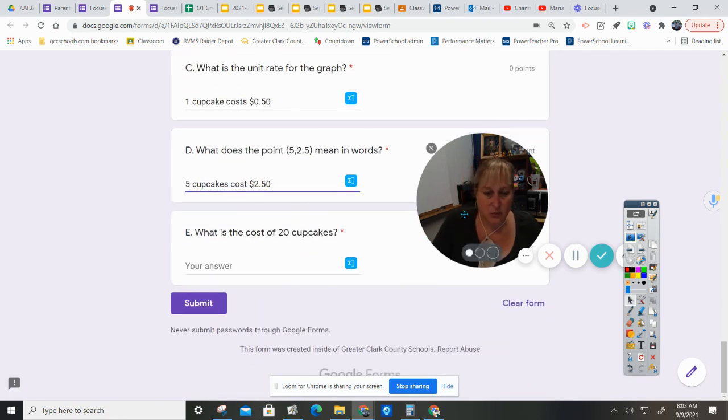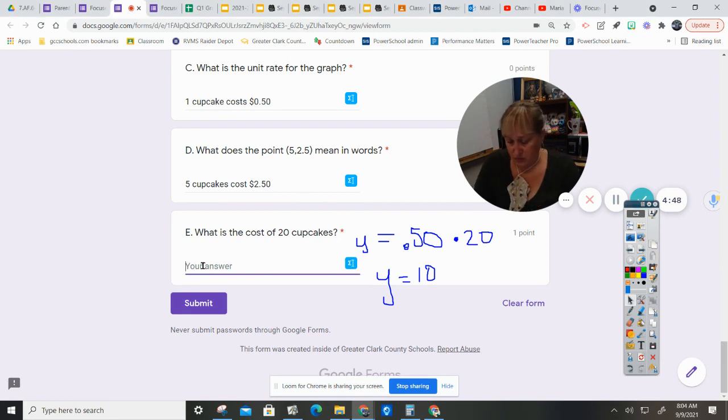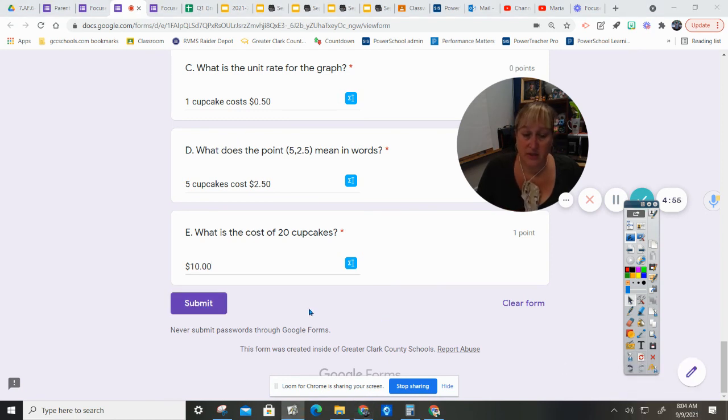What is the cost of 20 cupcakes? Well, if we know that the cupcakes are 50 cents each, it's 50 cents times 20 equals our Y. I know this one off the top of my head. Y equals 10, and you need to make sure that you type it right. You'll put $10. I hit submit. We're going to note that on this one especially, there may be some glitches. It may not be perfect. So let's see what happens.